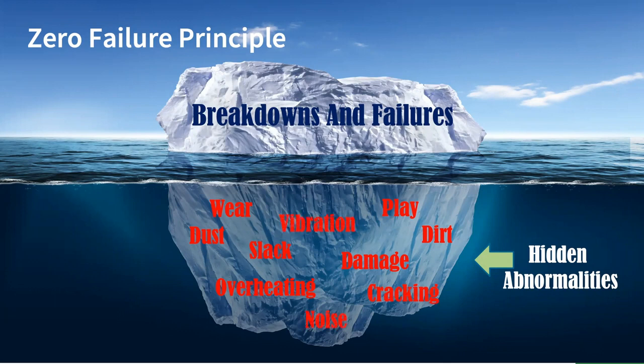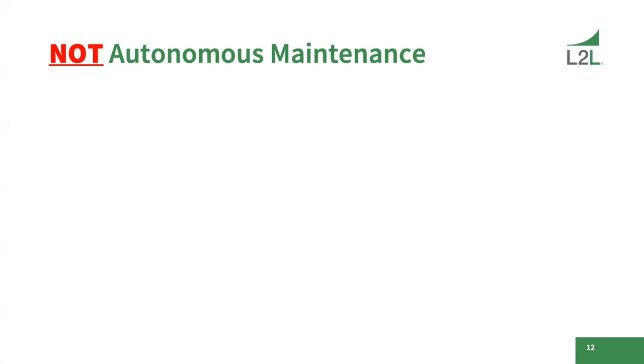And so what we do inside of autonomous maintenance is we concentrate on this zero failure principle. And why is that? Well, because these problems that you have, these hidden abnormalities, are the beginning of failure. They are failure in its infancy, if you will, and they are going to grow up to be failures. And so we want to begin to focus in on those things, and that really is what autonomous maintenance does.